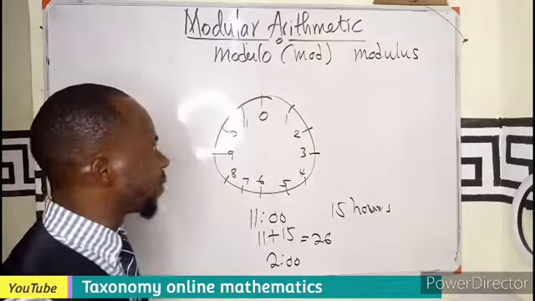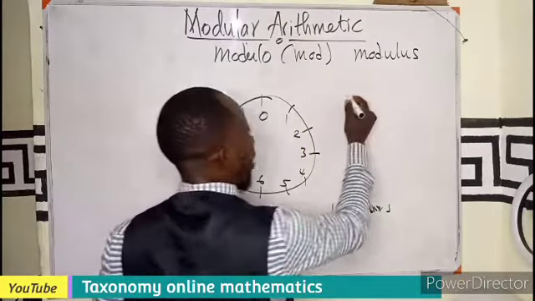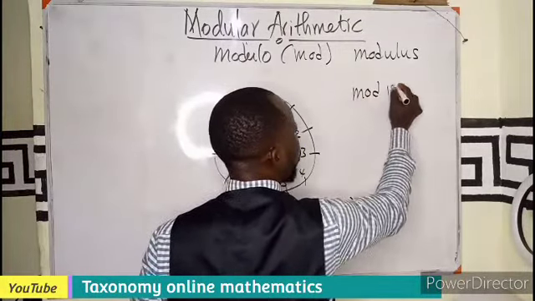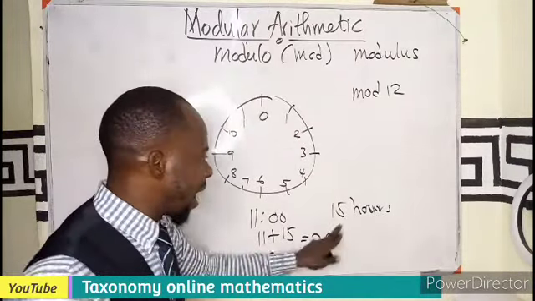So in this case, if I want to borrow the acronym mod, then I'll be saying I have mod 12. I am operating under mod 12. What number am I operating? I'm operating what?